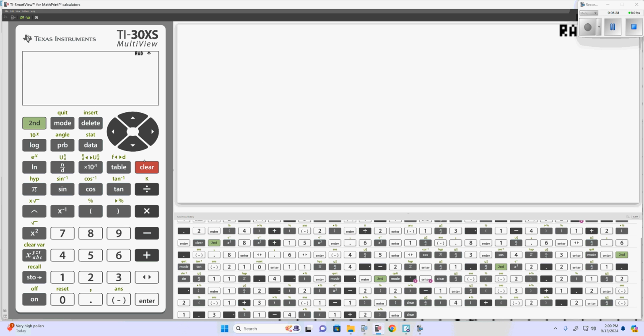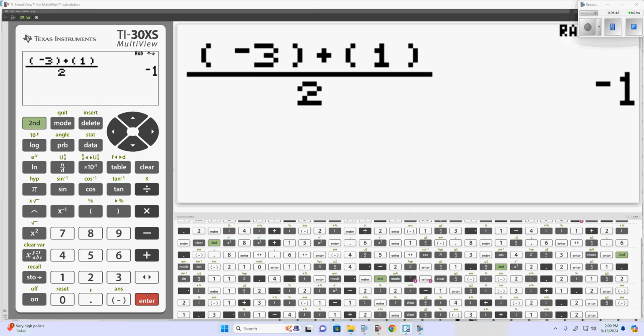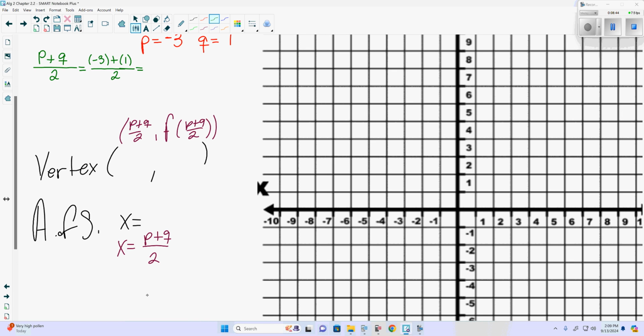So in the calculator, I can do -3 plus 1, over 2, which is -1. Because -3 plus 1 is indeed -2. When we divide it by 2, we get our -1. Yes, I see what it did. Yeah, it treated it as a positive.